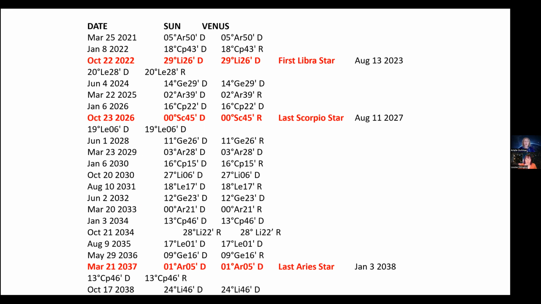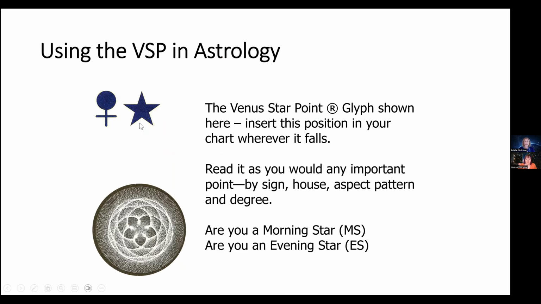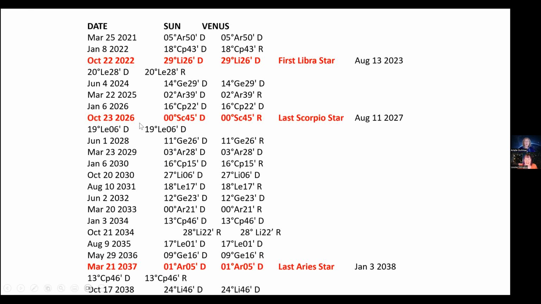So to get a better look at that table, you're probably going to see that, and I don't know why the formatting got weird on the slides here for some reason, but what you're going to see is a list of dates. Like this starts at 2021 and it goes down to 2038. This is our current timeline right now. And it's showing the different star points.